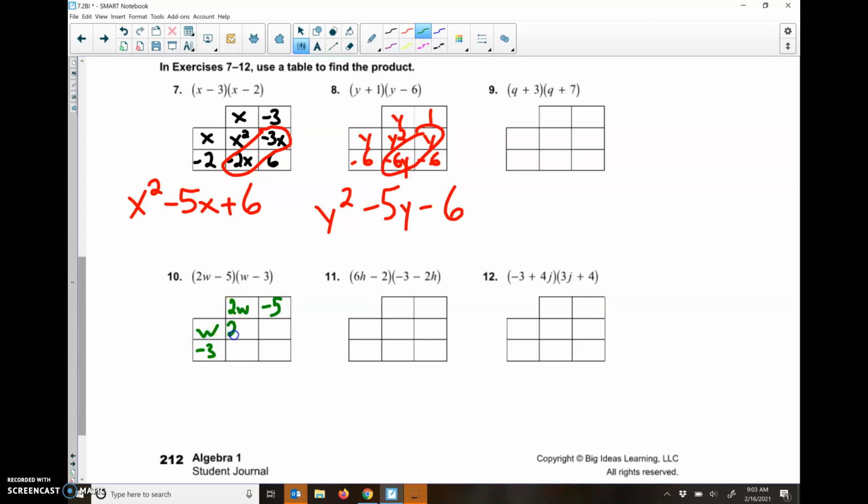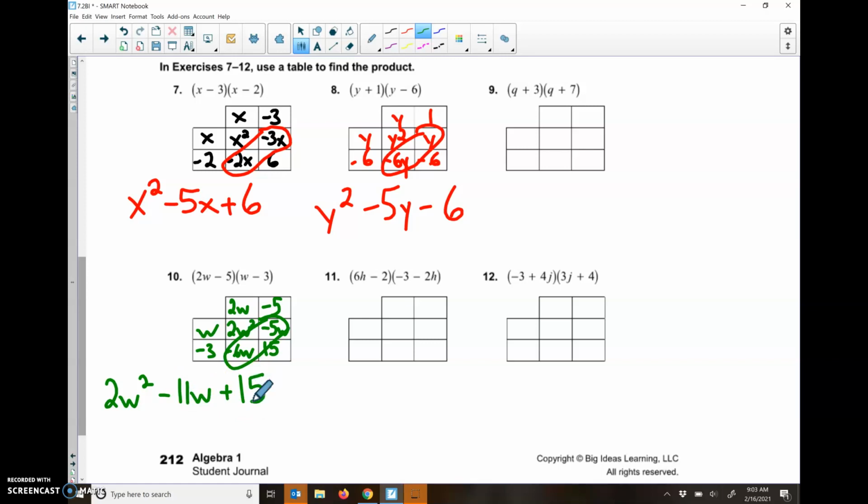So w times 2w is 2w squared. W times -5 is -5w. -3 times 2w is -6w. And -3 times -5 is +15. Same thing, these two should be able to get combined, and they can. So I get 2w squared minus 11w plus 15.